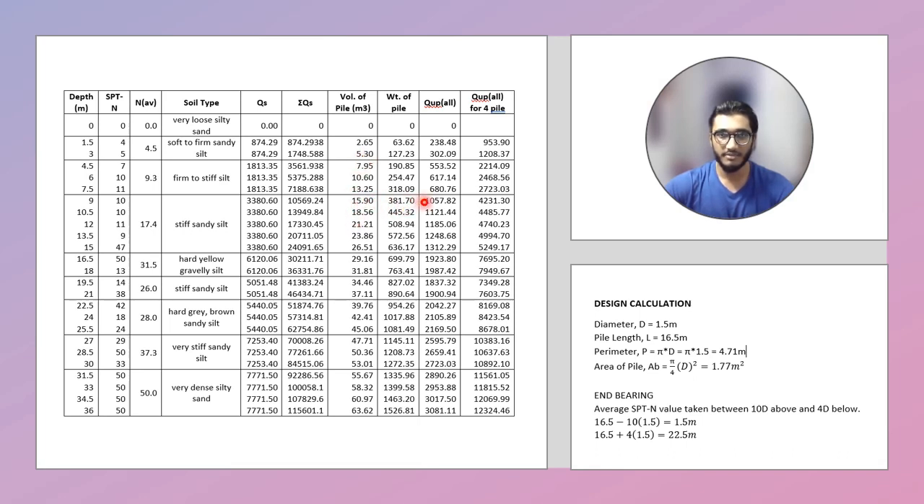After that, we calculate the uplift capacity. This is calculated as the soil is not compressed. The uplift capacity is half of the skin friction divided by the factor of safety, plus the pile weight. Next, we have a proposed pile diameter of 1.5 meters and a pile length of 16.5 meters. We only need the SPTN values from 4D below and 10D above, which is 1.5 meters to 22.5 meters.